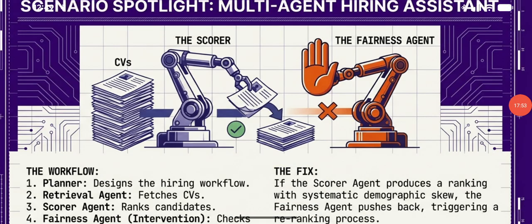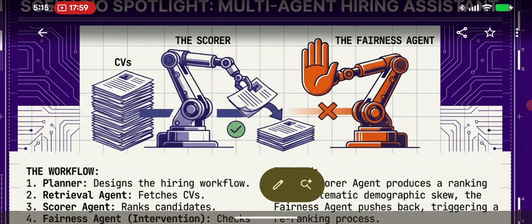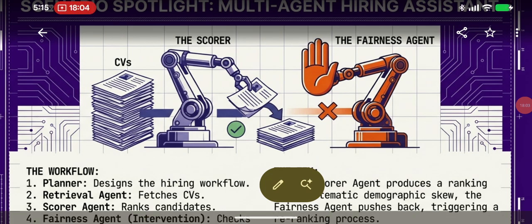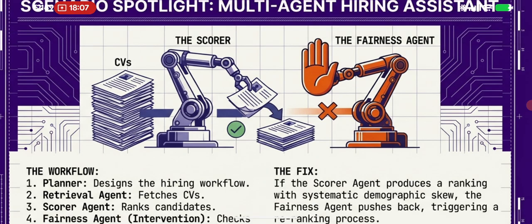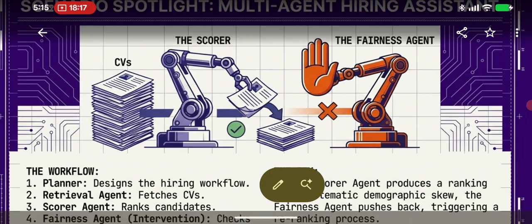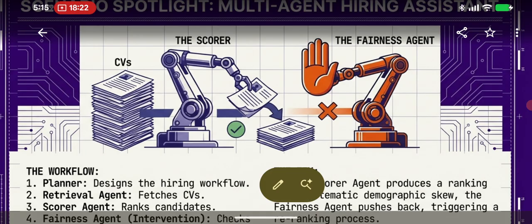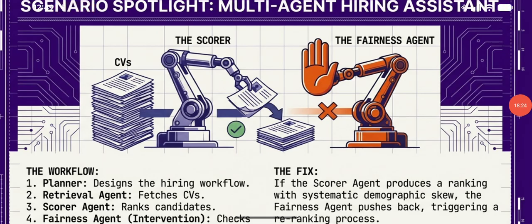So let's take an example of an in-processing flow. Suppose there is an agent which scores the different resumes or CVs received, and let's see how a fairness agent can be used to correct it. A planner will design the hiring workflow. It can be done dynamically, as I mentioned in one of the earlier videos, or a hard-coded solution will be there. The retrieval agent will fetch the resumes, and then the scoring agent will score the candidates.